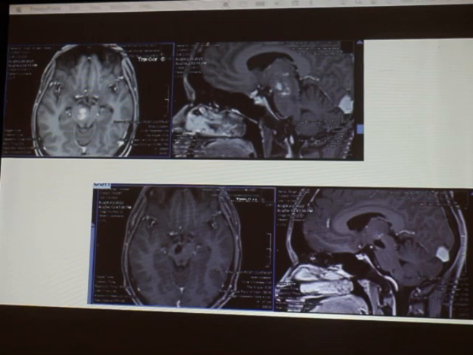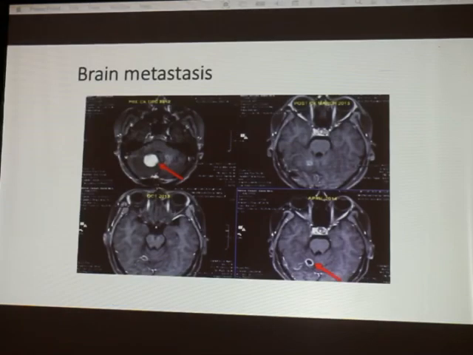And this is the image of the patient. This is a brainstem cavernoma which was located and treated with a single fraction of 16 Gy. And you can see the post-treatment changes in the images.